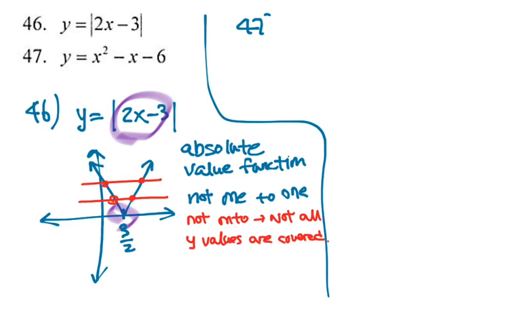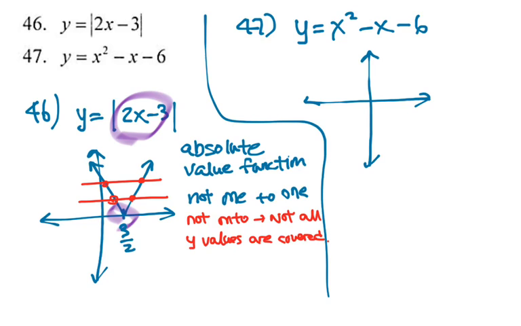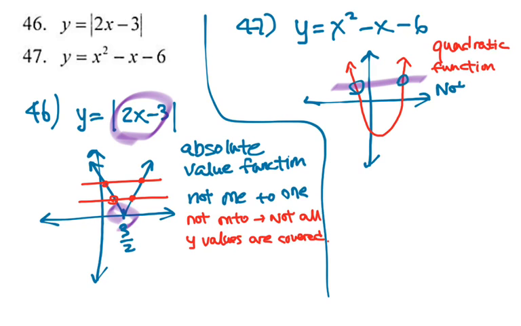Number 47. y equals x squared minus x. If you have to sketch this one, you will see something like this, where the x-intercepts are negative 2 and 3, and the y-intercept is negative 6. Then, yes, it's a quadratic because we see a parabola, and the highest exponent is 2. But it's not a one-to-one function because one value of y has more than one value of x.